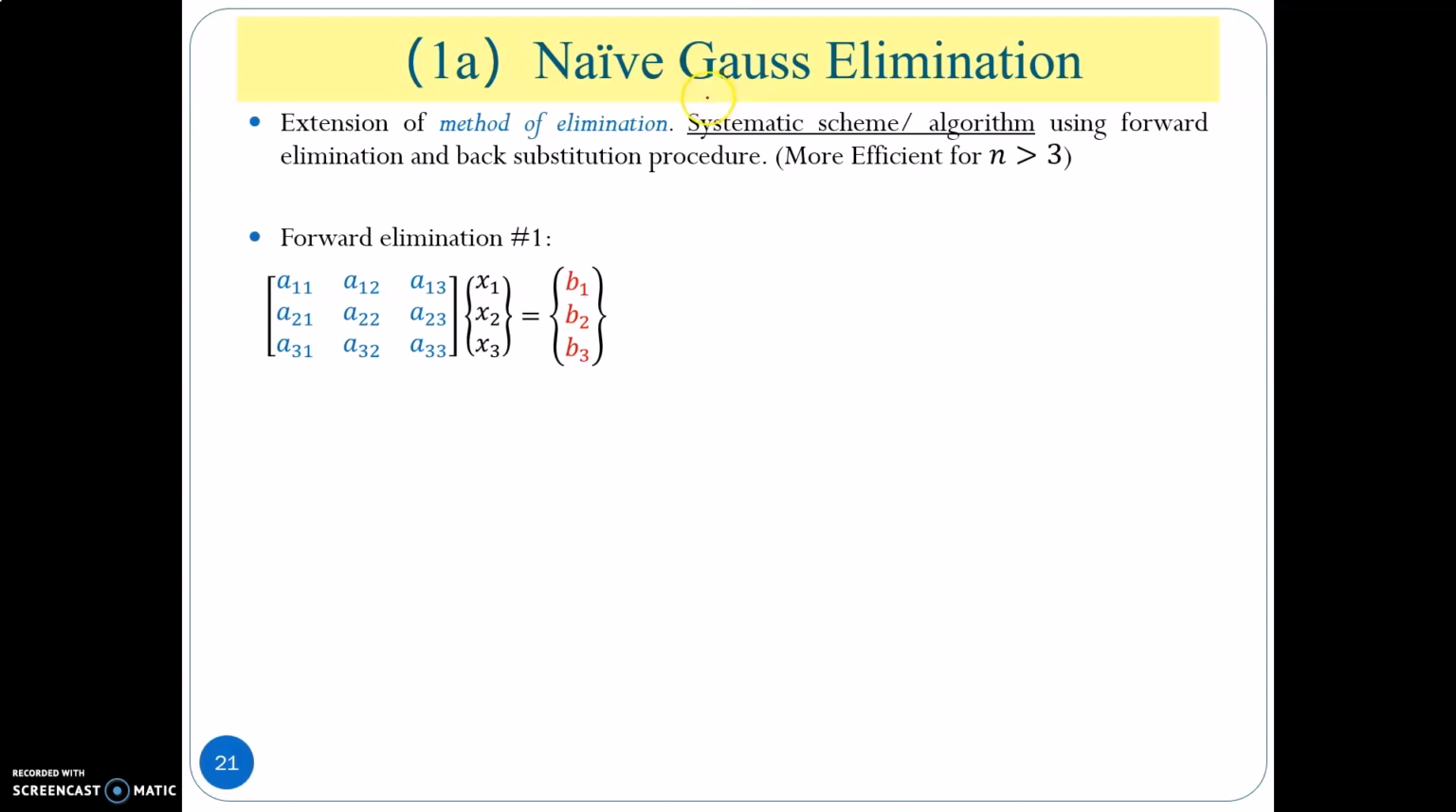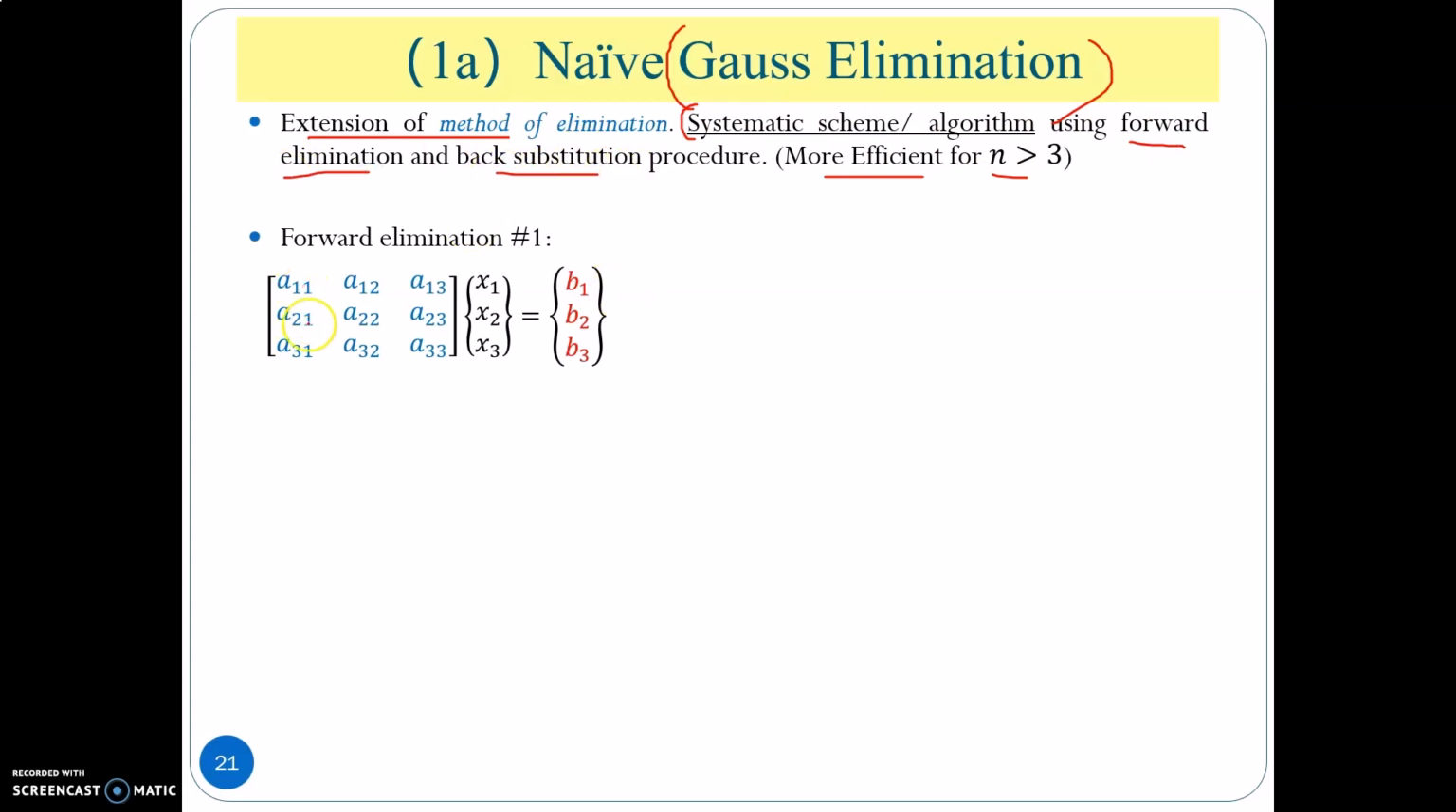Compared to the previous method, naive Gauss elimination, or what we just call the Gauss elimination method, is more efficient when we solve large numbers of equations, for example n greater than 3. This method is an extension of the previous method of elimination. However, it has a more systematic scheme and algorithm, using the forward elimination as well as the backward substitution procedure.